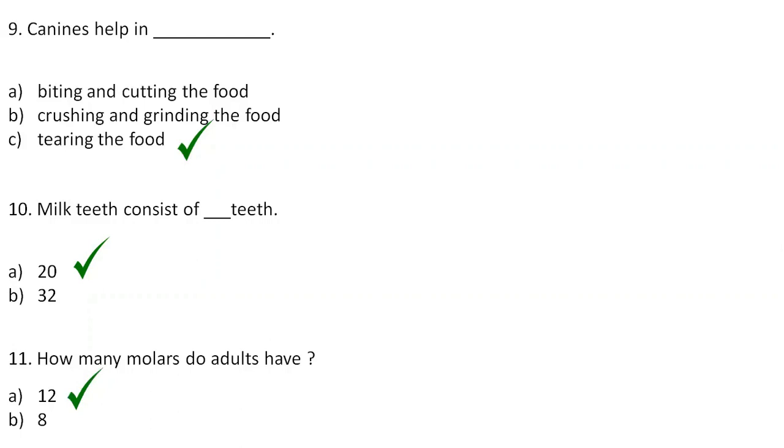Molars are the last 3 teeth present on each side in each jaw. That is, there are 6 molars in the upper jaw and 6 in the lower jaw. Molars lie next to the premolars and they are broader than the premolars. And the molars, they help to crush and grind the food.